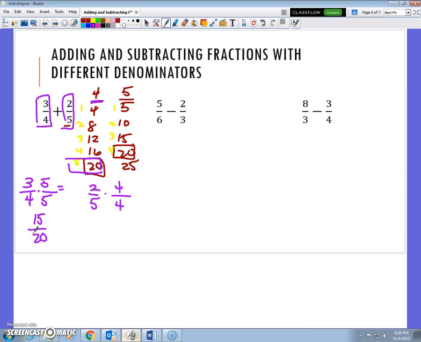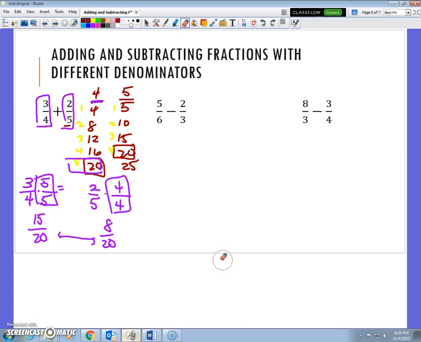Now if I reduced it, I'd be right back to 3/4. This is just multiplying by 1. It's not changing the value. So I have 15/20 now. And I also have 2/5 times 4/4 over here, 8/20. Looks like we're going to have some common denominators now. And if I wanted to reduce 8/20, it would actually reduce to 2/5.